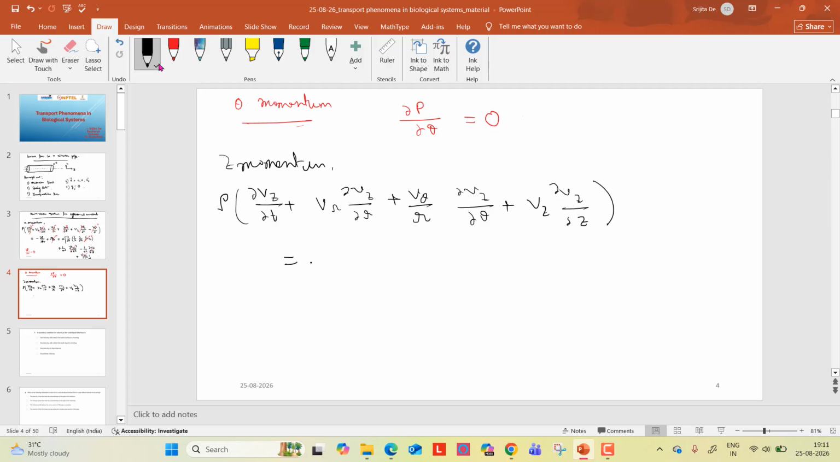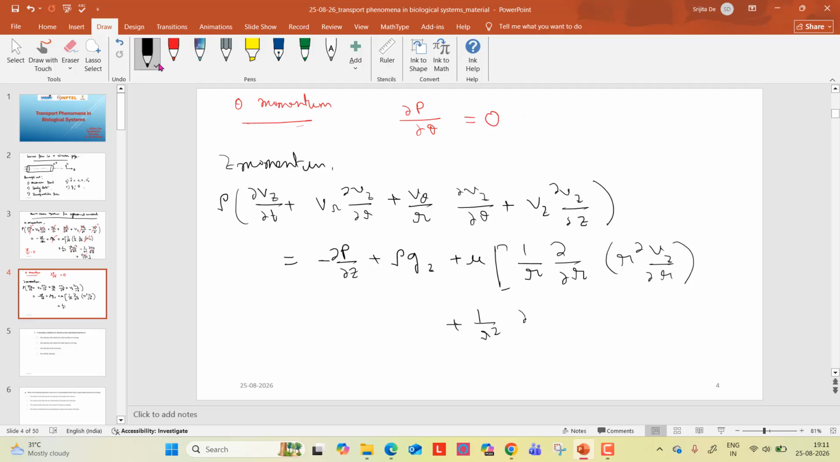Equals to minus del P del Z plus rho Gz plus mu into 1 by R del R of R into del Vz del R plus 1 by R square del 2 Vz del theta 2 plus del 2 Vz del Z2. Okay, so now you can understand what terms are left.